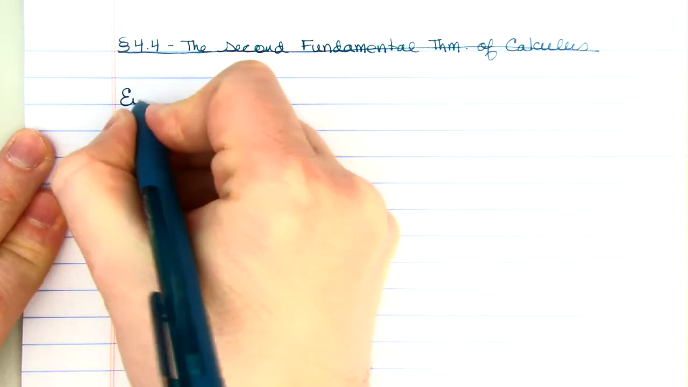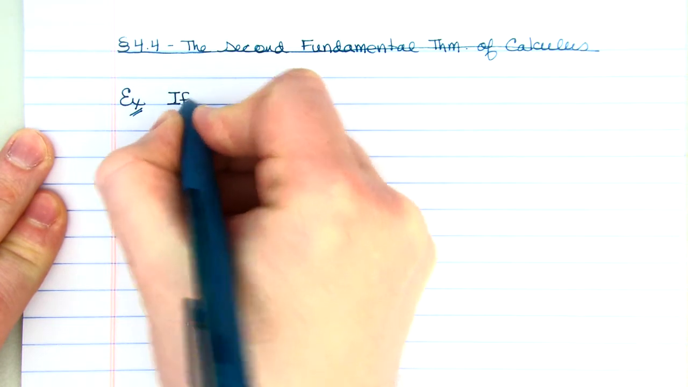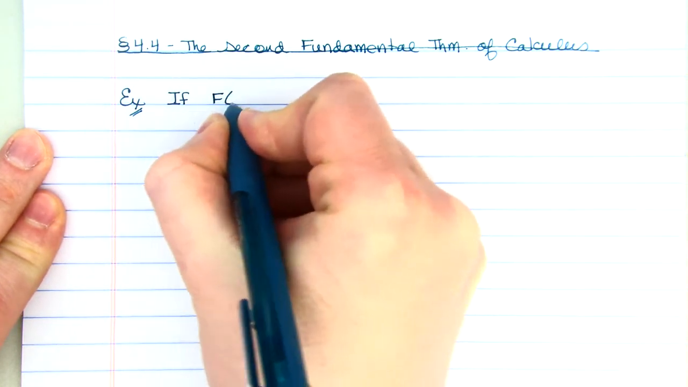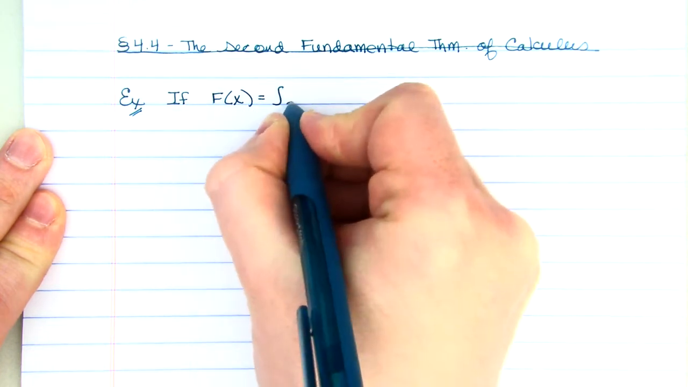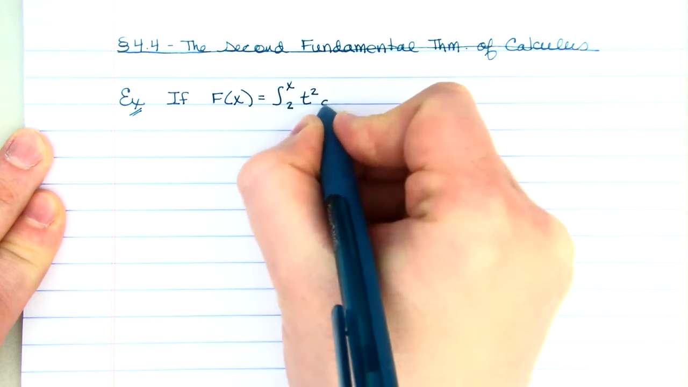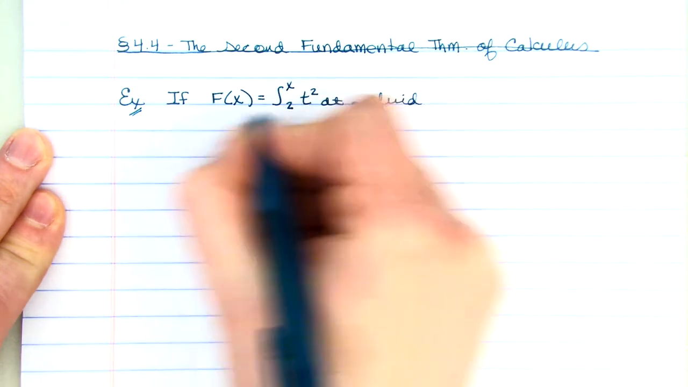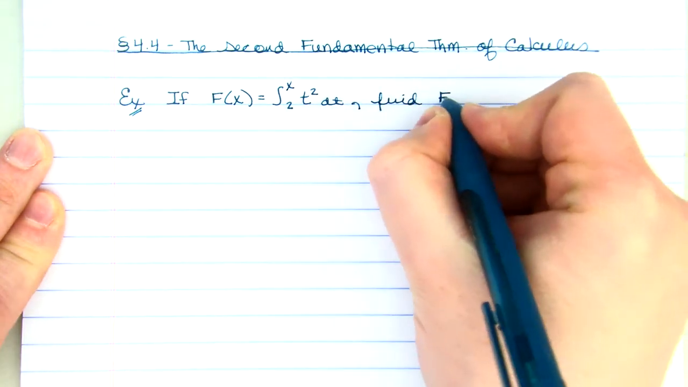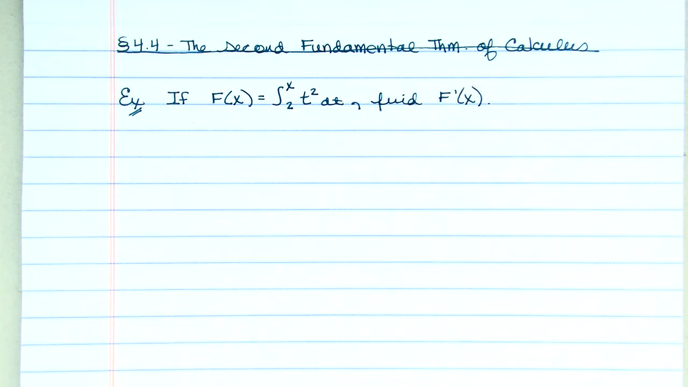But before I give you the second fundamental theorem of calculus, let's take a look at a problem like this. If capital F of x is defined as the integral from 2 to x of t squared dt, so we've got a function defined by an integral, let's find capital F prime of x, the derivative of that function defined by an integral. Please copy that down.